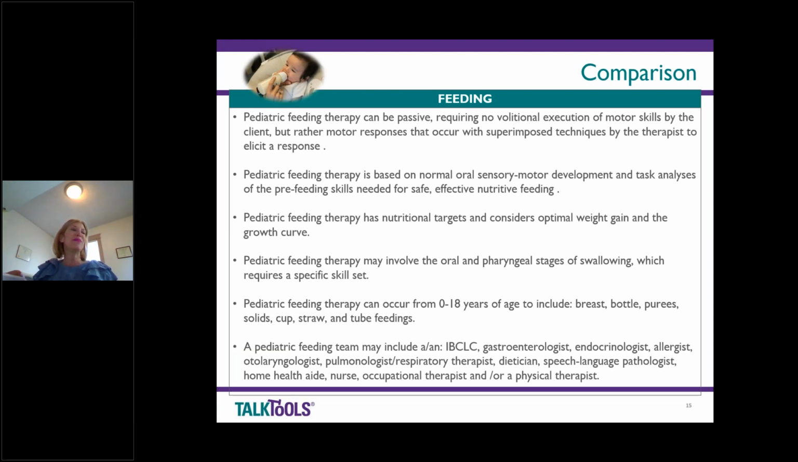Pediatric feeding therapy is based on normal oral sensory motor development and task analysis of the pre-feeding skills that are needed for a safe and effective nutritive feeding.